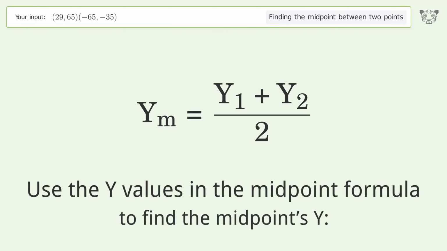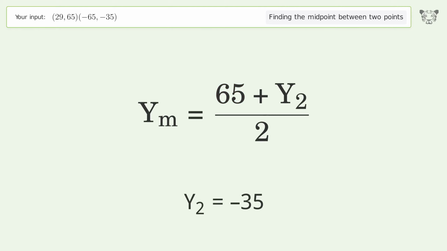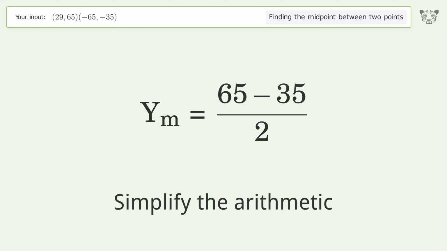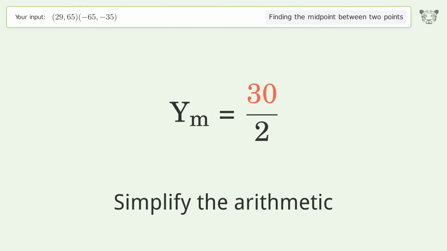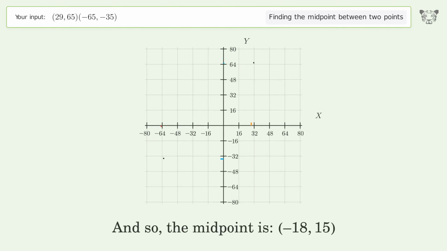Use the y values in the midpoint formula to find the midpoints y. y1 equals 65. y2 equals negative 35. Simplify the arithmetic. And so, the midpoint is, negative 18, 15.